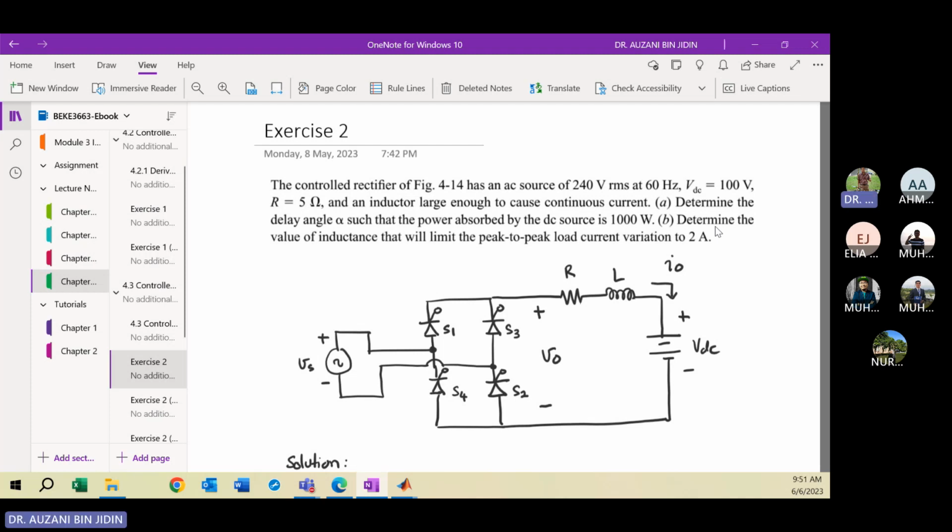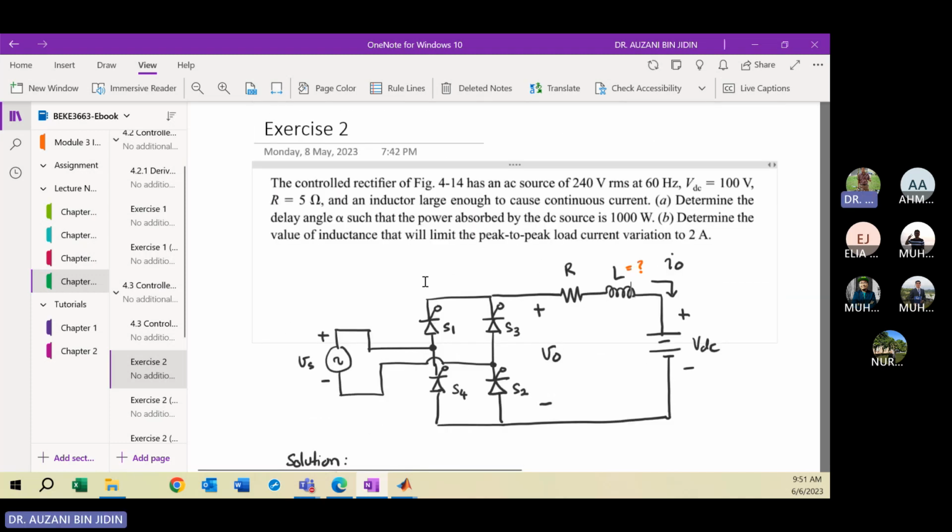so that you can limit the variation of current, in other words the current ripple of the output current. You can design the L, what value you need to put here in order to limit the output current ripple. Okay, you have two parts in this question, so we go one by one.